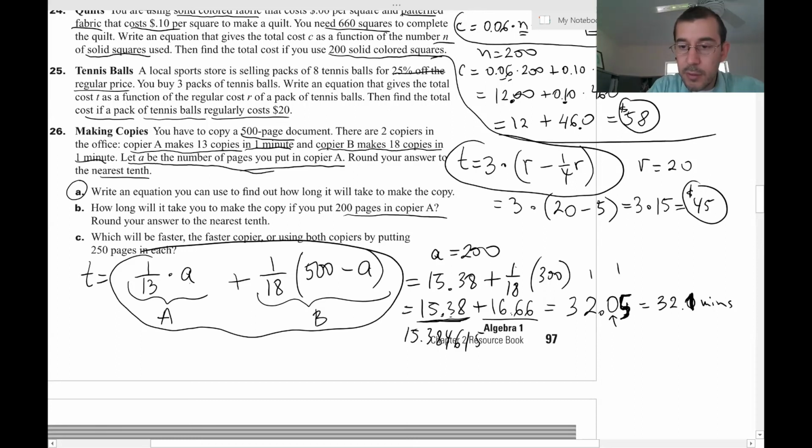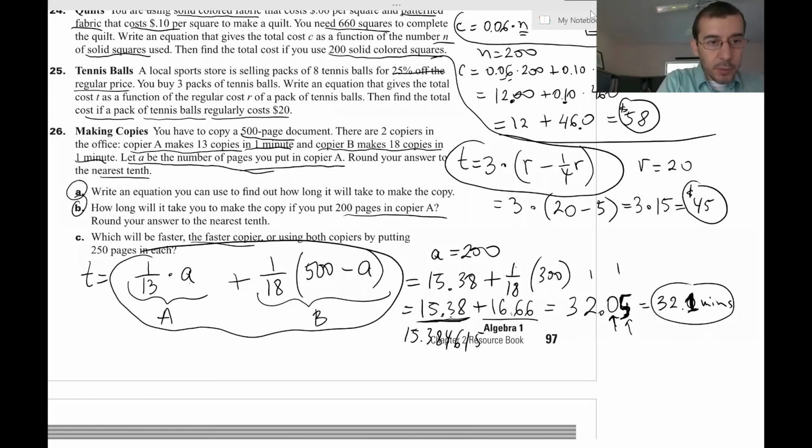Okay, 32.1. Why? Because the hundredth number is 5 or over. If this is 5 or over, then the tenth becomes 1, because we're rounding it up to the tenth. So this is 32.1 minutes. That's the answer for B.